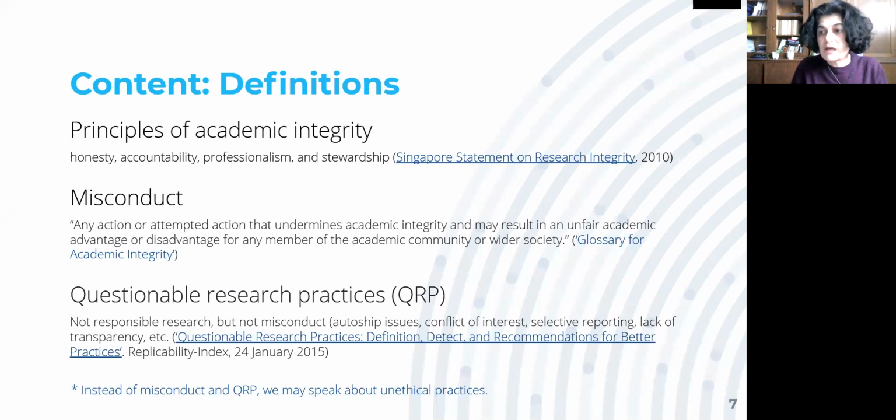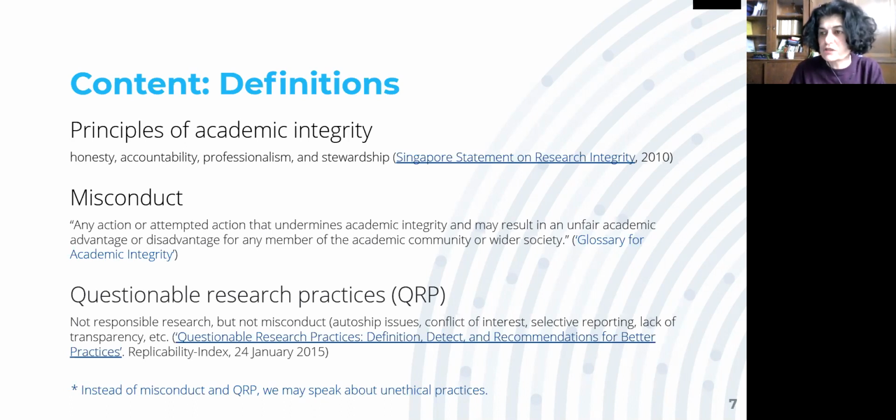And I also define what we may call unethical practices. If you speak to students, it's okay to say just unethical practices and not provide any further classifications. There are many classifications. The most common is a classification into misconduct and questionable research practices. And this may be too complicated for students to explain. Sometimes it's difficult to distinguish between some elements of misconduct and some elements of questionable research practices.